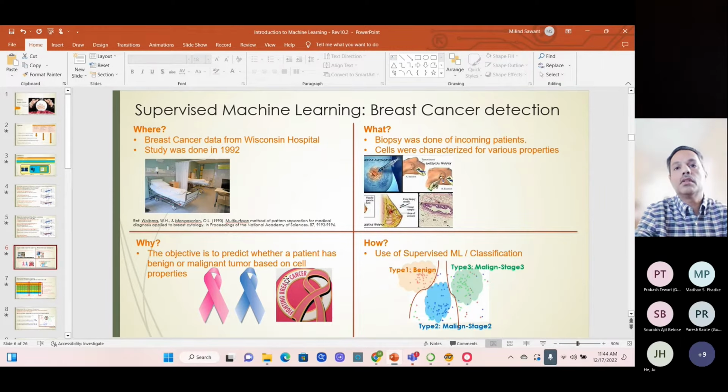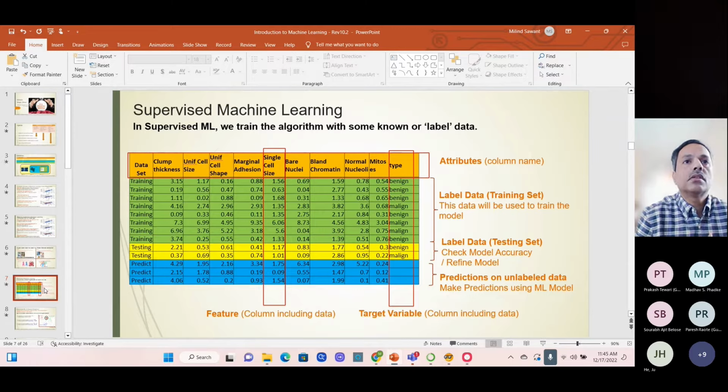Now, how are we going to do it? We're going to use a technique called supervised machine learning, and I'll explain what that term means in a minute. So everybody clear on the setup? We are going to train on the data with some cell properties from biopsies, and then we're going to make a prediction whether a new patient would have a malignant or benign tumor. Okay, all right. So let's look at that.